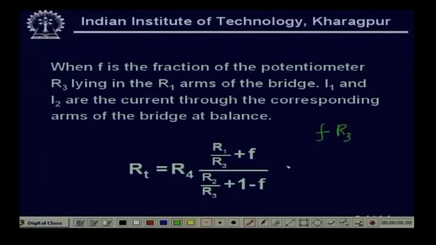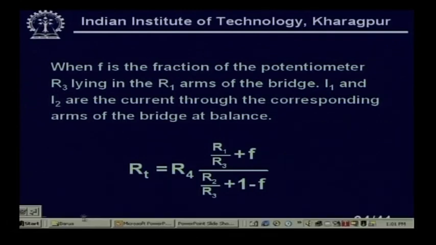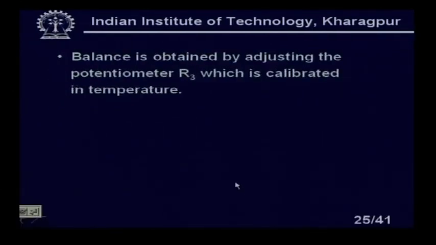That means F R 3 will lie in the R 1 arm of the bridge, and 1 minus F into R 3 will lie in the R 2 arm of the bridge, right. No problem. So, balance is obtained by adjusting the potentiometer R 3, which is calibrated in terms of temperature, no problem.